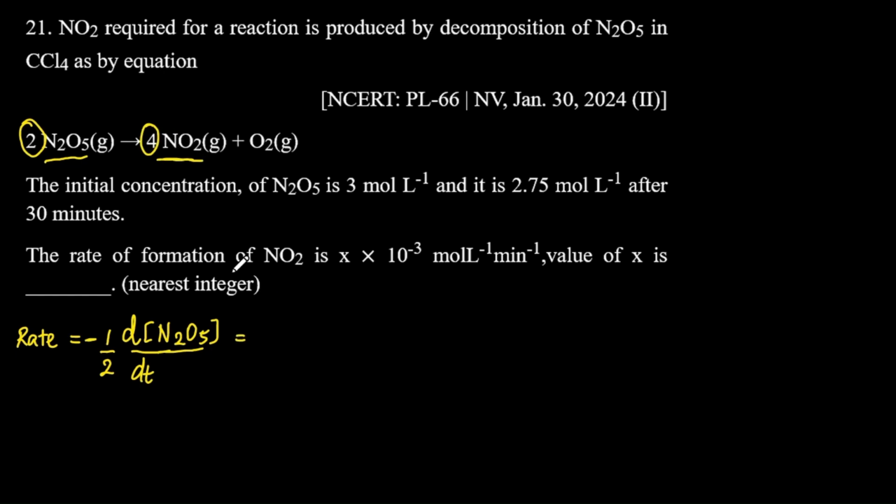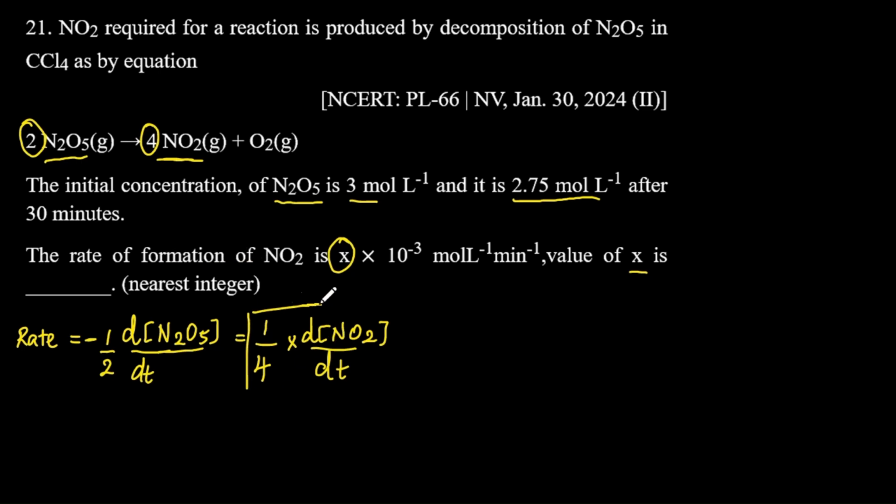Here the coefficient is 4. So, it is a positive value: 1 by 4 into change in concentration of NO2 divided by change in time. In this question, what are they asking us to find? The initial concentration of N2O5 is 3 mole per liter and it is 2.75 moles per liter after 30 minutes. The rate of formation of NO2 is x into 10 power minus 3 mole per liter inverse minute inverse. Value of x is? So, here you have to find the rate of formation of NO2.